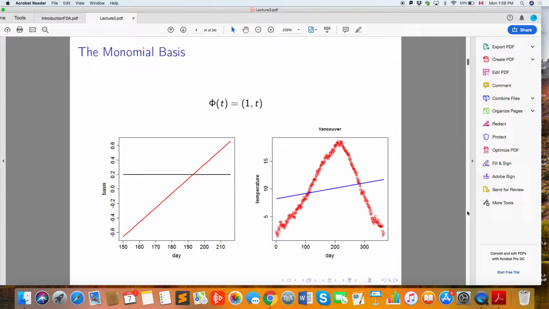Okay, and then we can add the second monomial basis function, phi of t equal to t, so it's a linear function. Then we have a linear combination of these two basis functions to approximate the temperature curve, and we will have a linear trend, right? Basically, you fit a linear regression to this temperature curve. You can see the fit is not satisfactory for sure. And then we can add the third monomial basis function, which is phi of t equal to t squared, right?